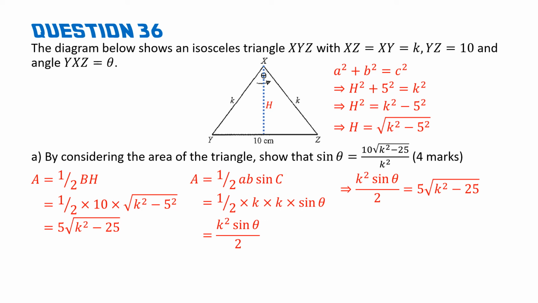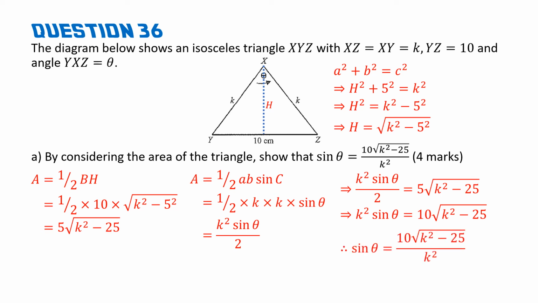So what I'm going to do is multiply both sides by 2. So then we get that k squared times sine theta is equal to 10 times the square root of k squared minus 25. And now I'm going to divide both sides by k squared. And we're left with sine theta is equal to 10 times the square root of k squared minus 25 all over k squared. Right, that's what we wanted to show, that is indeed what sine theta equals. We've shown that now by finding the two different ways that we could work out the area and having them equal.